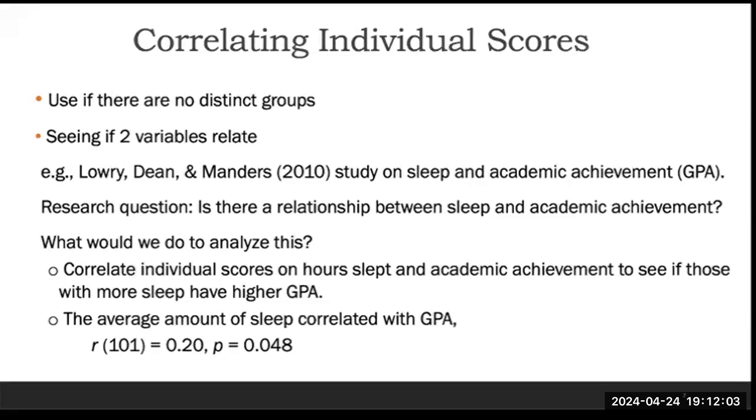And what did they see? They found that the average amount of sleep did correlate with GPA. Out of 101 participants, there was a 0.2 correlation, which is actually quite weak. And the p-value is 0.048. So people might be surprised that it's such a low correlation. But if you think about it, oftentimes the students who work really hard and spend many, many hours studying don't get a lot of sleep, right? So it's not that surprising that the correlation isn't extremely high.